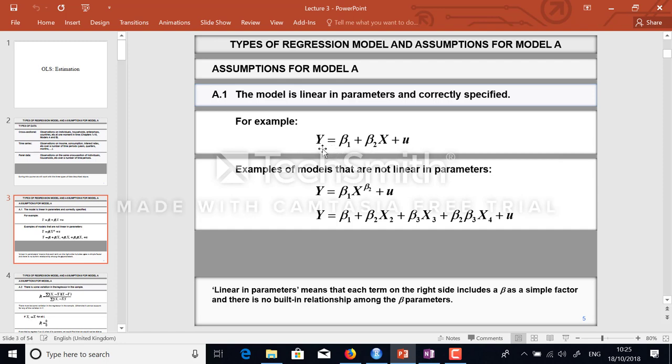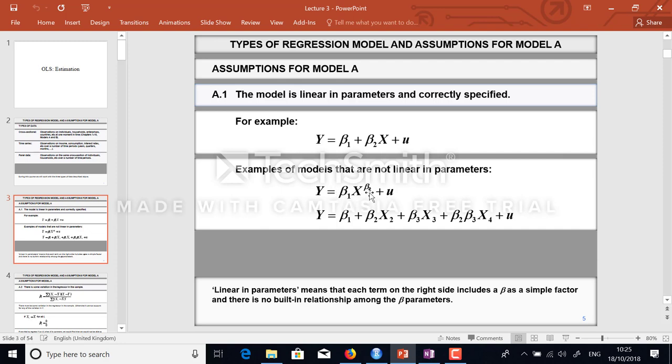The reason is, y is given to us in the form of data. X is given to us, yeah? And another unknown is u. We don't know what it is usually. So OLS tries to estimate beta 1 and beta 2. Now notice this, this is not a linear model.